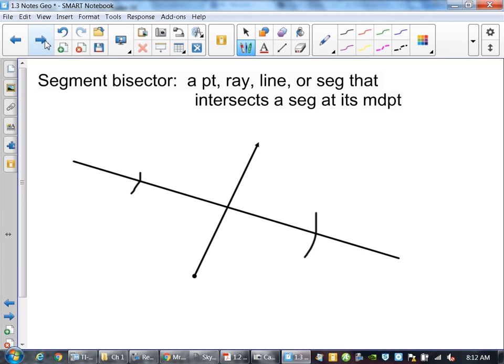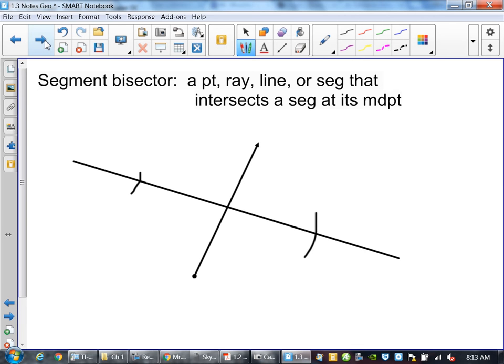Okay? What was the midpoint again? It was a point that divides a segment into two congruent parts.